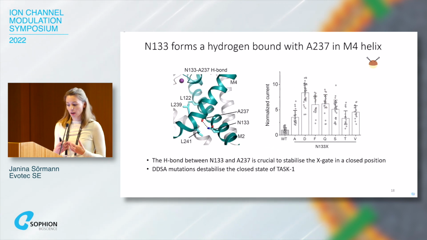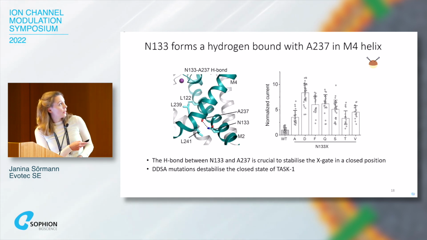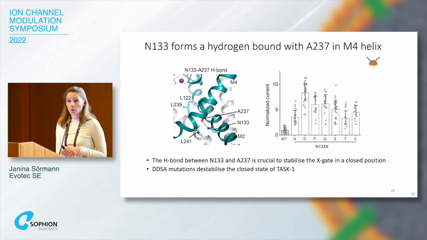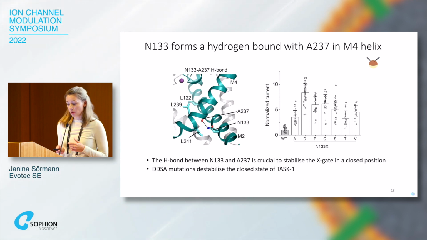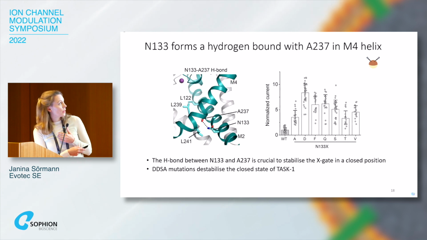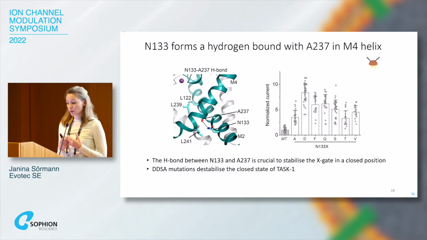To understand why this is happening, we looked again into the crystal structure, and it is known that mutations of the alanine, which sits directly in the X-gate, cause a higher activity of the protein. Now we found N133S as a position for our mutations, also causing a greater activity. We think that this hydrogen bond is very crucial for keeping the X-gate in the closed state, because inserting any other amino acid in this position causes greater activity.